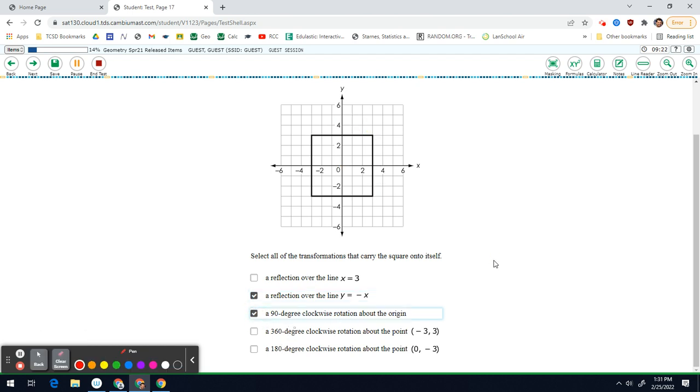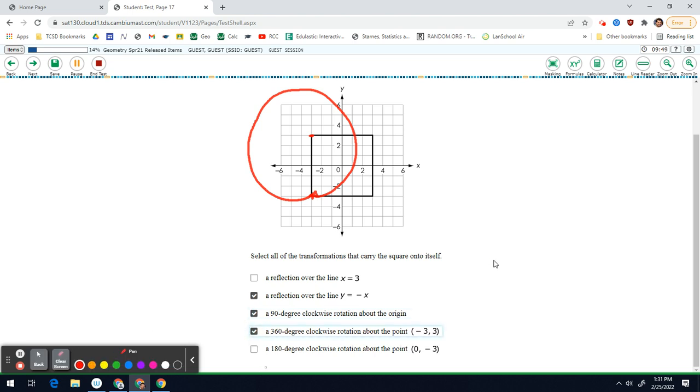Okay, when you do a 360-degree rotation about the point negative 3, 3. Well, negative 3, 3 is a point on this square. So that point is always going to be the same. And when you take this point and rotate it 360 degrees around that, and it says clockwise, it's going to go all the way around and back to itself. So anytime you rotate something 360 degrees, it's going to come back onto itself. So that is also true.